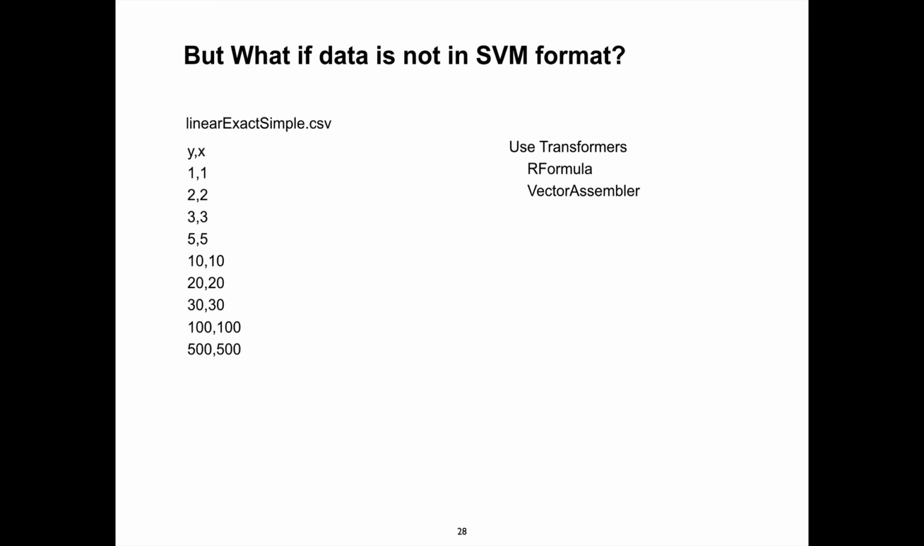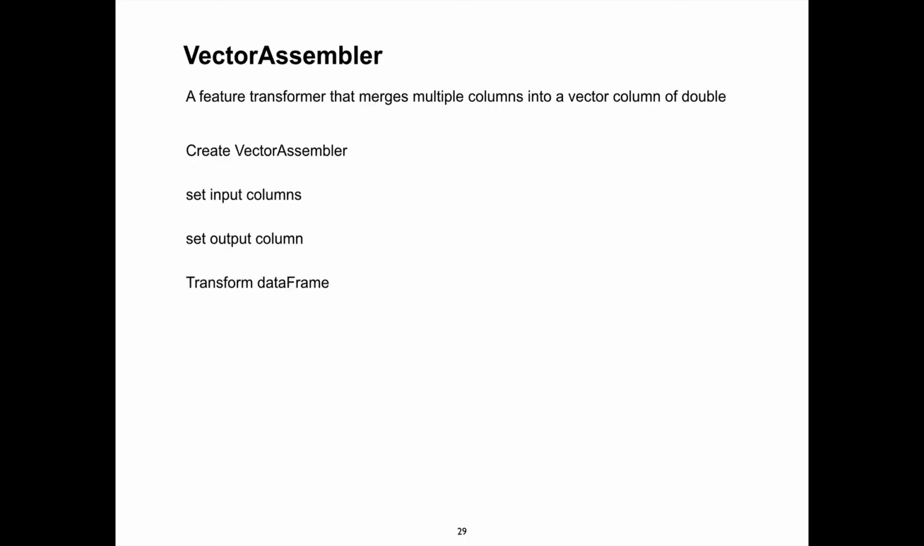I have that input file. How do I then run a linear regression on that data using Spark? Well, there are two ways of doing it: using the R formula, or using the vector assembler. For the vector assembler, you create a vector assembler, you give it the input columns and the output column, and then you can transform the data.